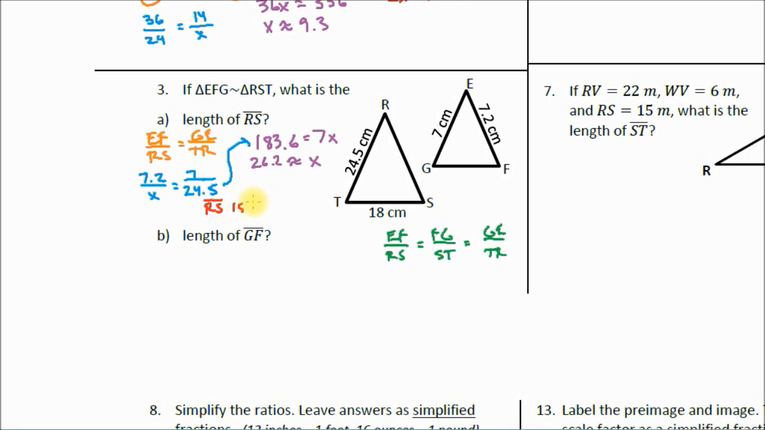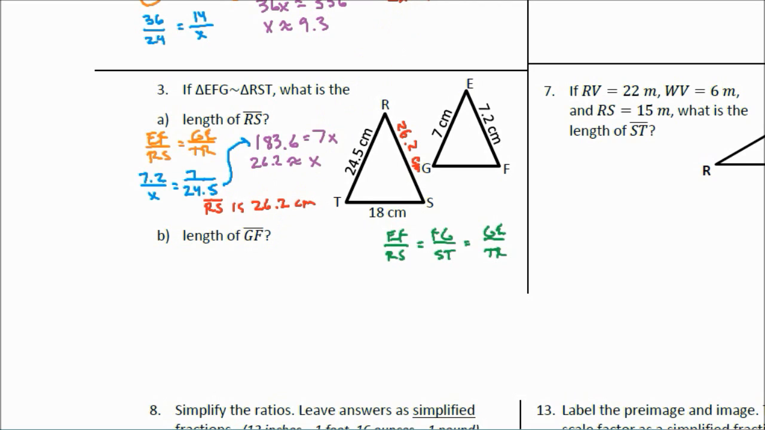is 26.2 centimeters. And I'll label that. RS is 26.2 centimeters. Alright, so there's our first unknown side. What is the length of GF?